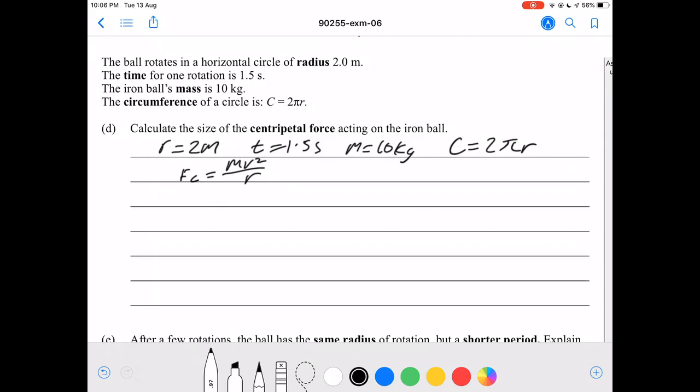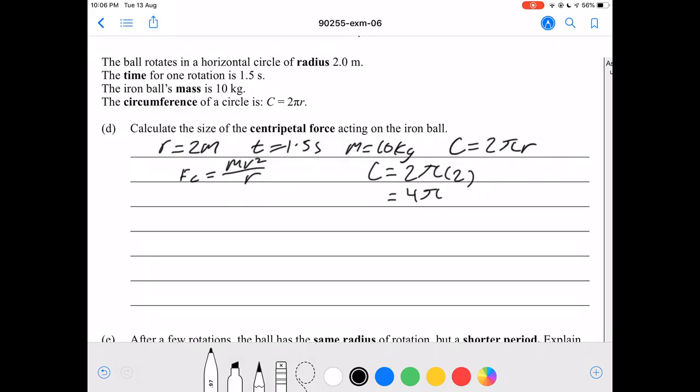However, the problem is, we have m and r, but we don't have v. We need to use the time and circumference to find what our v is. So we're going to figure out what our circumference is, and we're going to use how long it takes to make one revolution of the circle to find out what our speed is. So circumference equals 2 pi times 2, which is equal to 4 pi. So the ball travels 4 pi distance in 1.5 seconds.